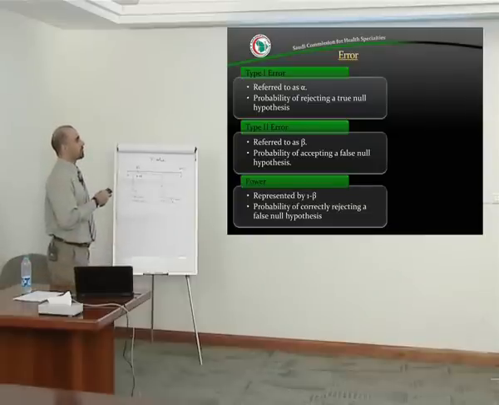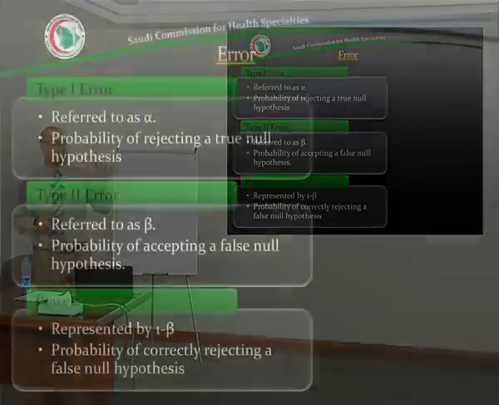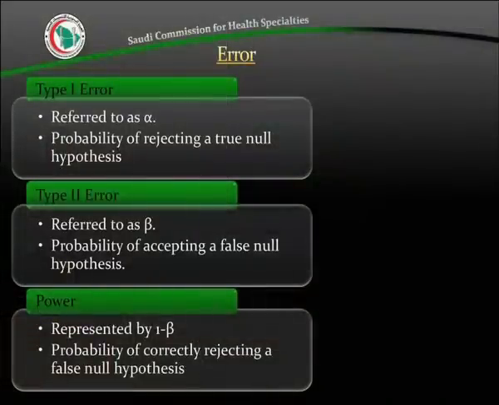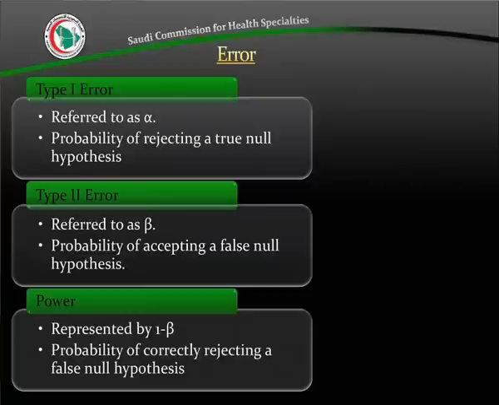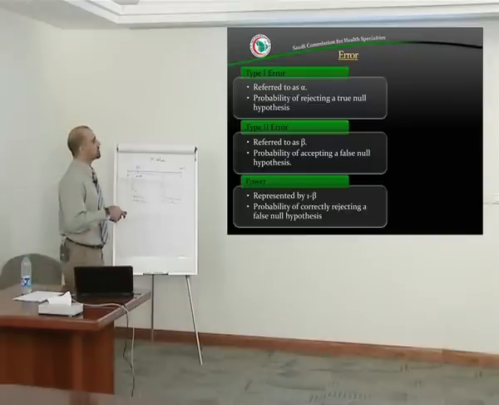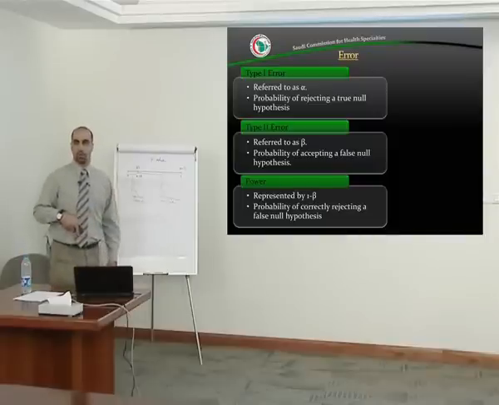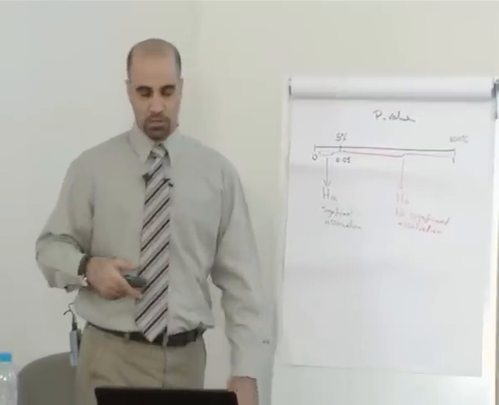Type 1 error, what I care about, it's called alpha. And usually, it's set at 5%. And this is why the 0.05 here, most of the times, is set as 0.05. So, type 2 error is called beta, and it is the probability of accepting a false null hypothesis. And the power of the study is 1 minus beta. If I subtract 1 minus beta, it would be the power. The higher the power, the better your study is.